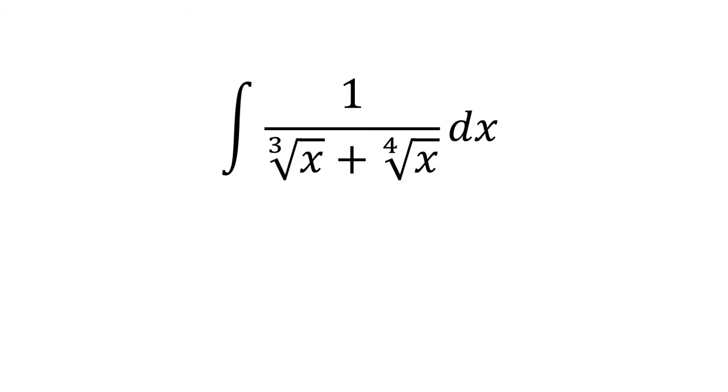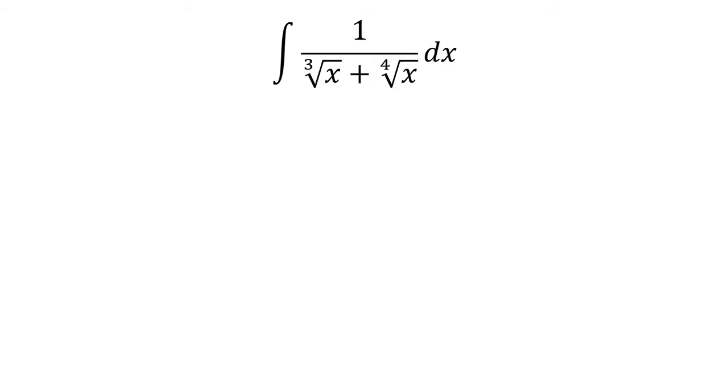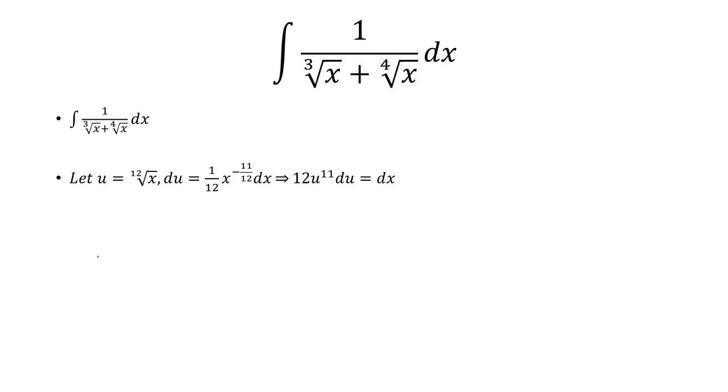In this video, we'll be finding the integral of 1 over the cube root of x plus the fourth root of x. Okay, the first thing we're going to do is try to find a u substitution. So what is a good candidate for u? Well, if I look at the denominator, I can rewrite the denominator as x to the 1/3 plus x to the 1/4.